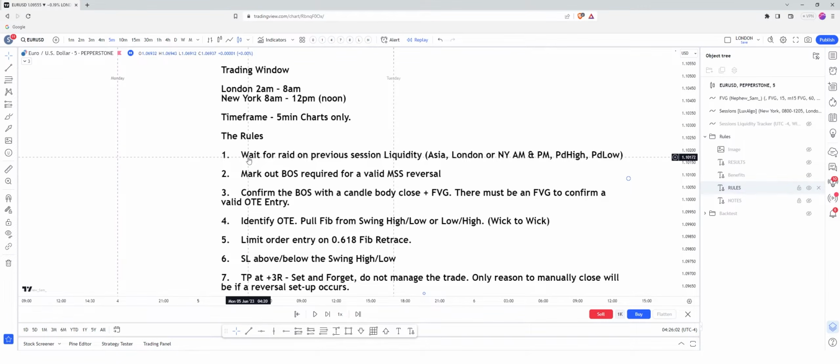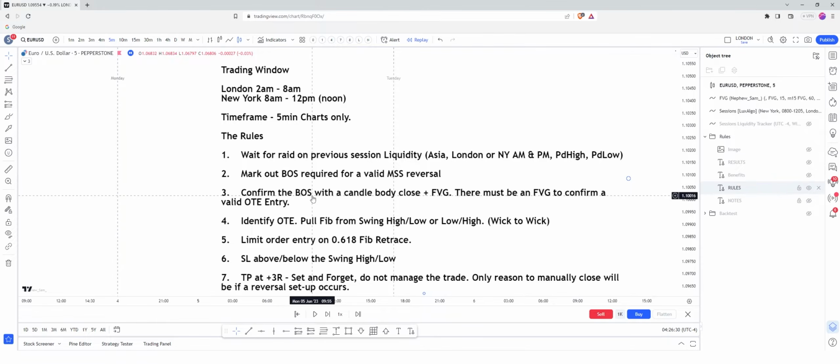And the rules are that we will wait for a raid on a previous session level of liquidity. The sessions will be Asia, London, New York AM and PM sessions, and also taking account of previous day's highs and previous day's lows as well. Once a level of liquidity is taken, we will mark out a break of structure that's required for a valid market structure reversal. So I'll go through that with you in the examples.